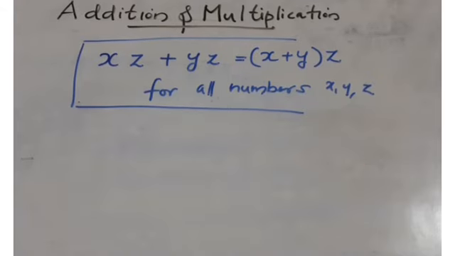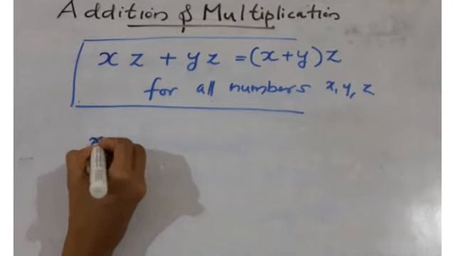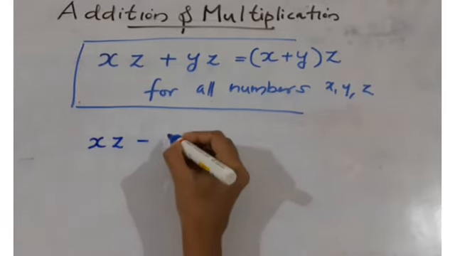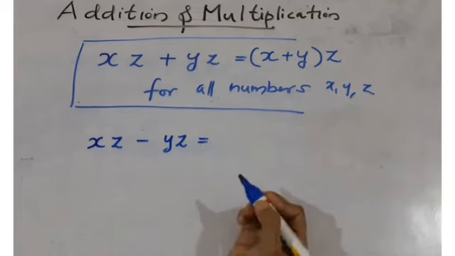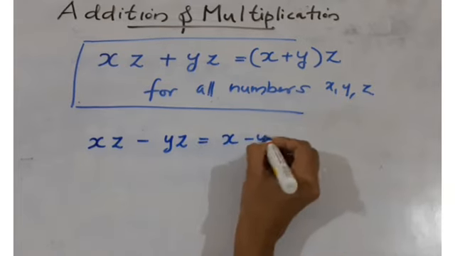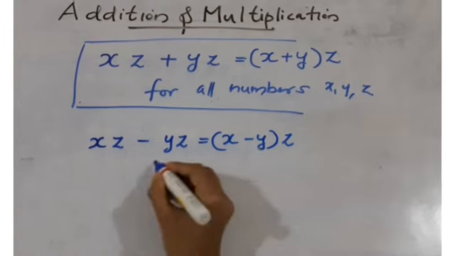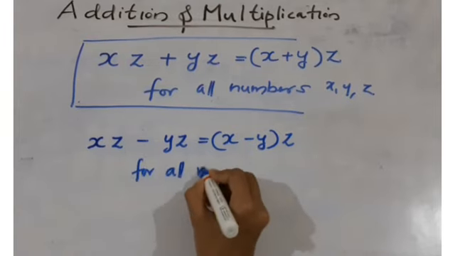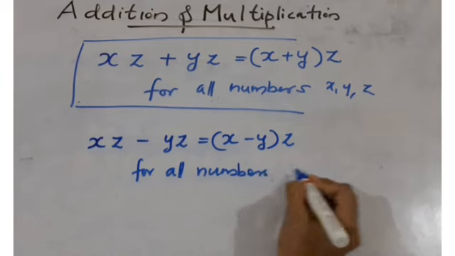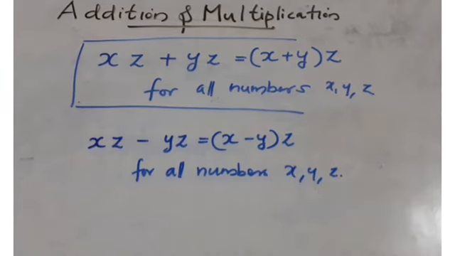Now what about subtraction? For subtraction also, multiplying two numbers by a number separately and subtracting give the same result as multiplying their difference by the number. In algebra, we can write this as xz minus yz equal to x minus y into z for all numbers x, y and z.